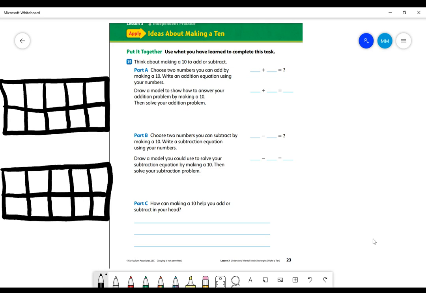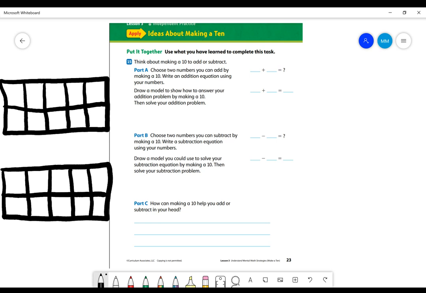So yesterday we talked about how we can use different strategies to solve these problems. So as you can see, I drew some 10 frames that we are going to use for solving these problems because we're going to come up with our own problems today. So it says, use what you have learned to complete this task. Number 15, think about making a 10 to add or subtract. Choose two numbers you can add by making a 10. Write an addition equation using your numbers. Draw a model to show how to answer your addition problem by making a 10. Then solve your addition problem.